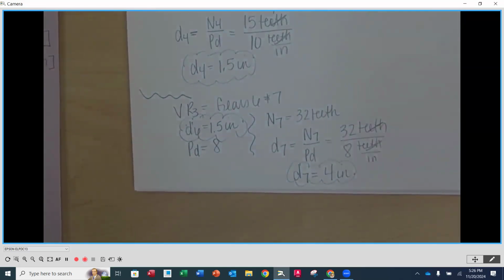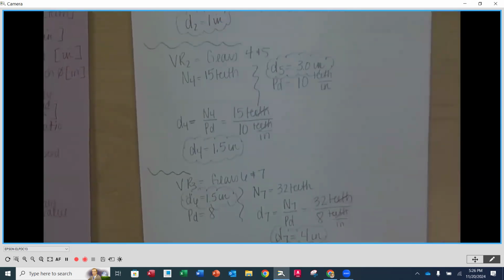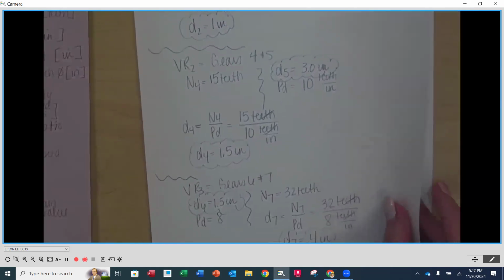Any questions on that? This is going to be very similar to one of your homework problems, one of the last two. Okay. All right. So now that I have all those diameters, I'm going to go ahead and do the center distance right away.